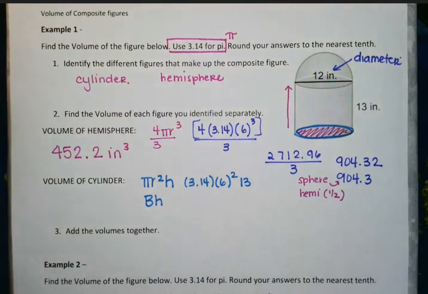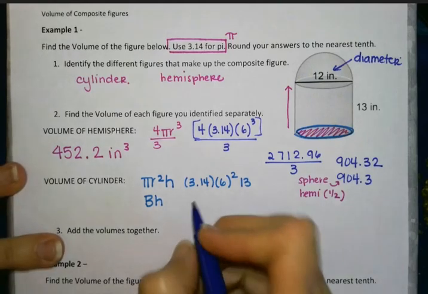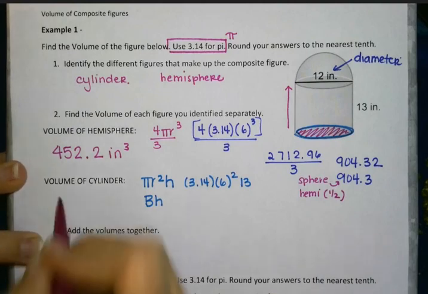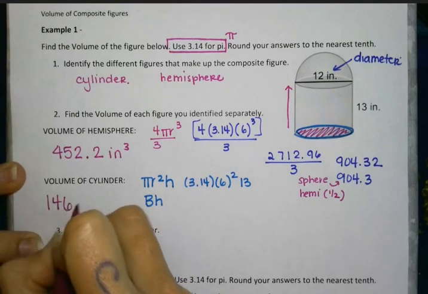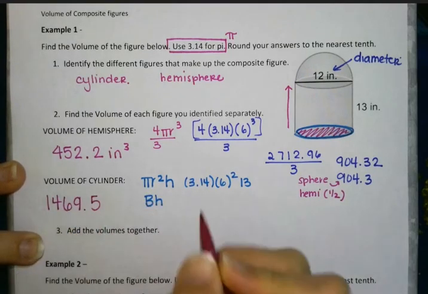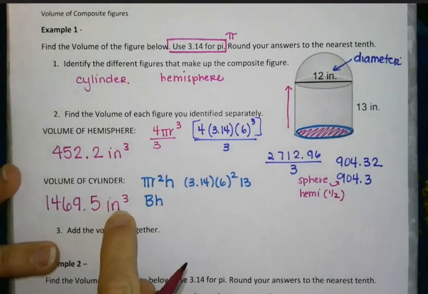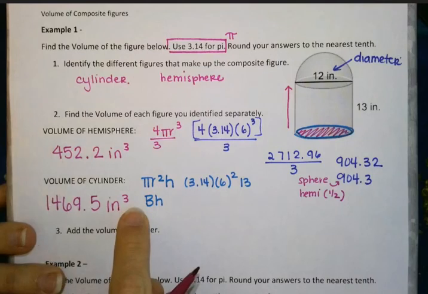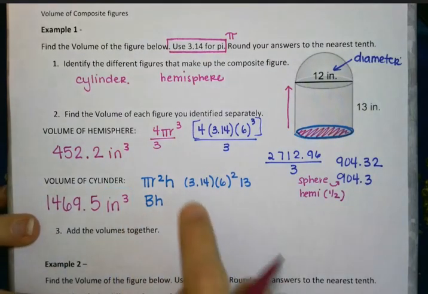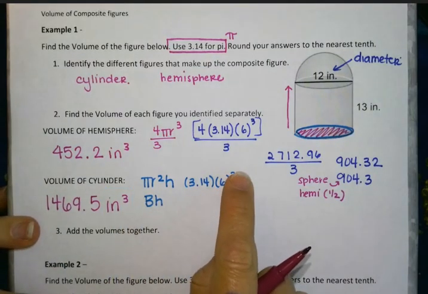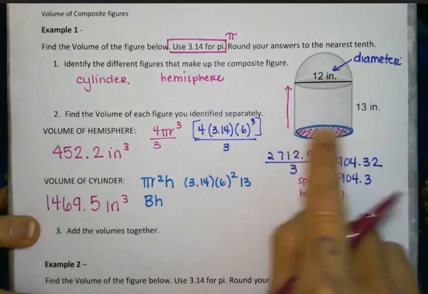So 6 squared is 36. So 3.14 times 36 times 13 is going to give us 1,469.52. So we'll just stop at 1,469.5. And again, this is inches cubed because it's inches and it's three-dimensional. That's why it's cubed, whereas your area, the 3.14 times 6 squared, would be squared because it's just two-dimensional.